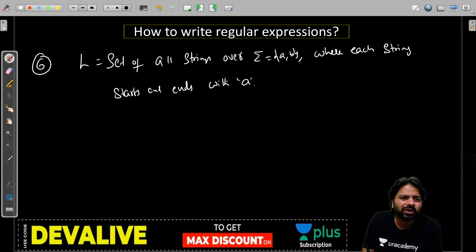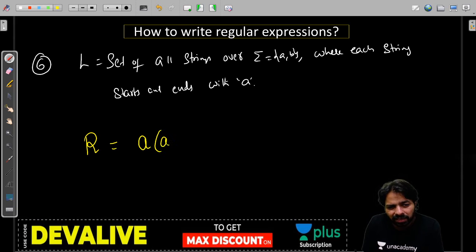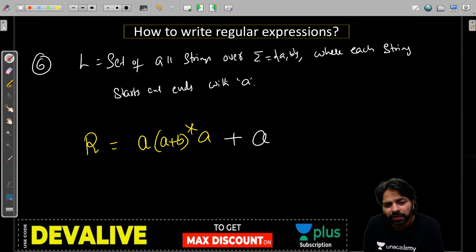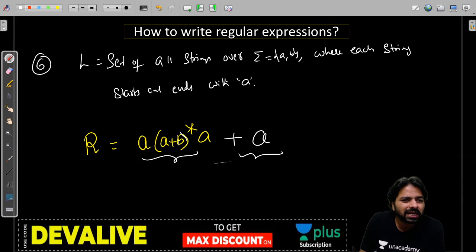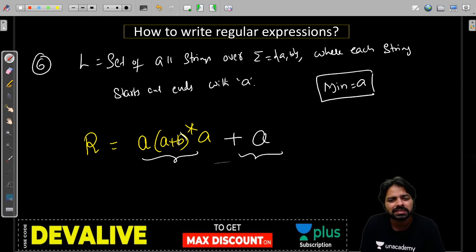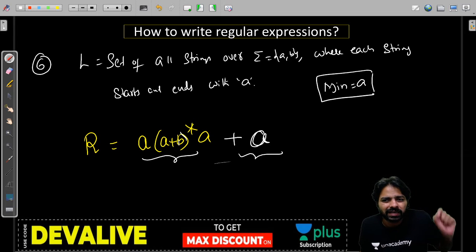Okay, how do you answer, guys? What is the regular expression? Single a plus b whole star and a. Is this correct? You have to write one more, plus a. There are two expressions. Single a is missing in all of you guys. Just starting and ending with a doesn't mean that minimum string is a. Here the minimum string is single a. Single a is also starting and ending with a, guys.